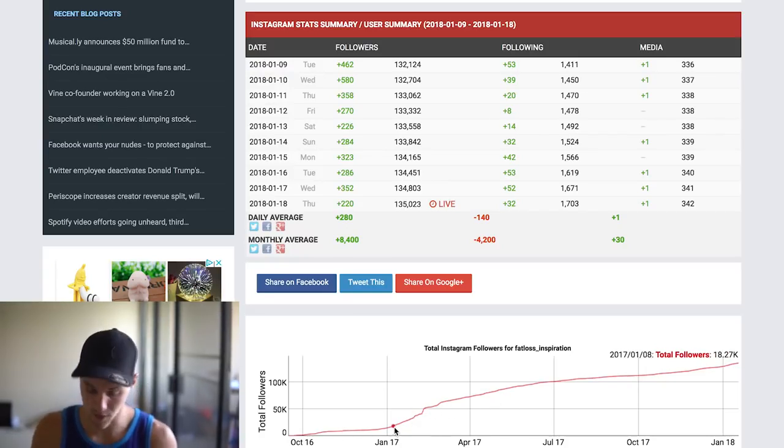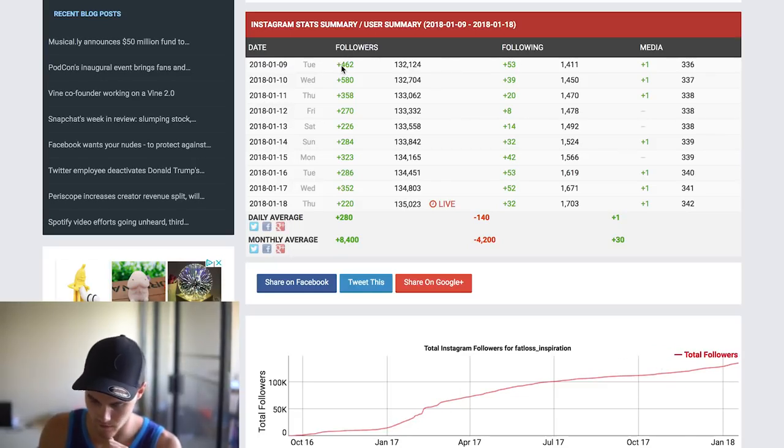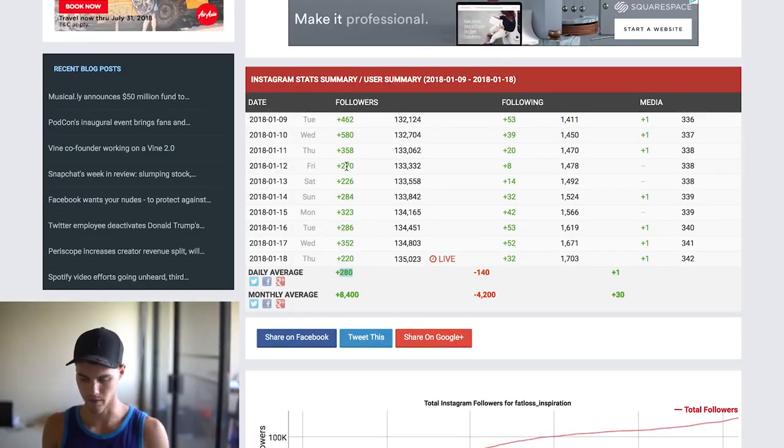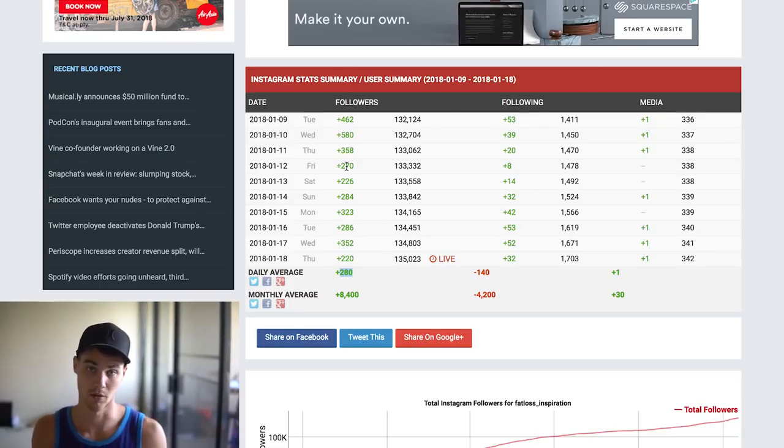Sometimes pages hit the feature pages or what's it called, the Explore page, so they end up starting to grow. But this page is still growing, as you can see. They're averaging about 280 followers per day. It's pretty consistent. So this would be a page that I could potentially look more into.